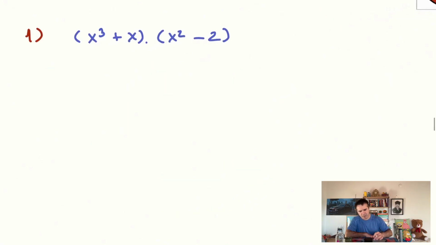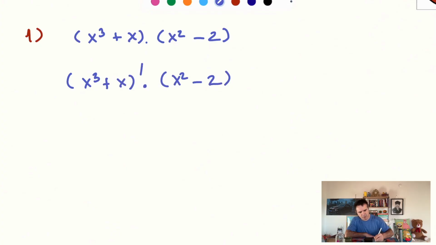Okay, now let's start working on it. First, the derivative of x cubed plus x, times x squared minus 2, plus the derivative of x squared minus 2, times x cubed plus x.